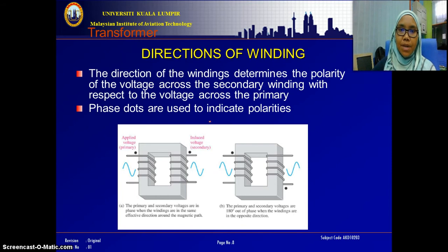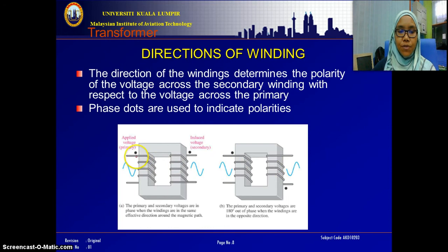Not only the turns ratio defines the output of the transformer, the direction of winding also defines the output of the transformer in terms of the polarity. The direction of the winding determines the polarity of the voltage across the secondary winding with respect to the voltage across the primary winding. This is because of the direction of winding between the primary and the secondary. So this will give you either the in-phase output voltage or out of phase output voltage.